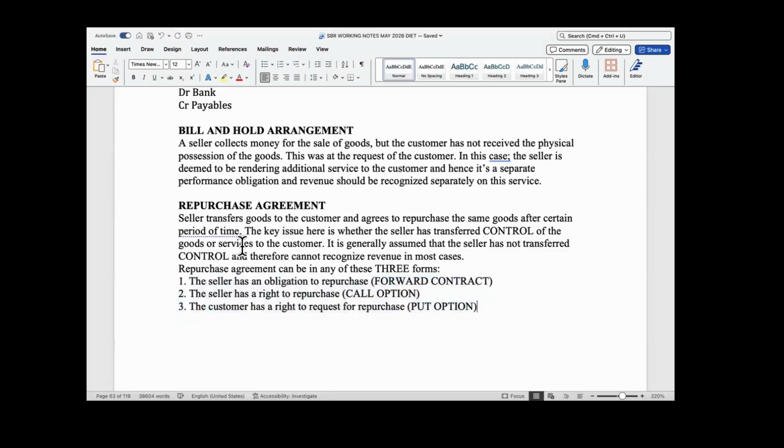So just to be sure that you guys are still with me, because we have spent almost 1.5 hours here now, can somebody tell me the difference between a seller having an obligation to repurchase and the seller having a right to repurchase? There's a clear difference, but I would need somebody to articulate that difference for us. Is there anybody that can do that? What's the simple difference between them?